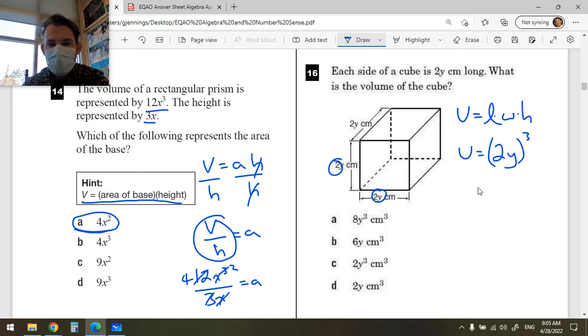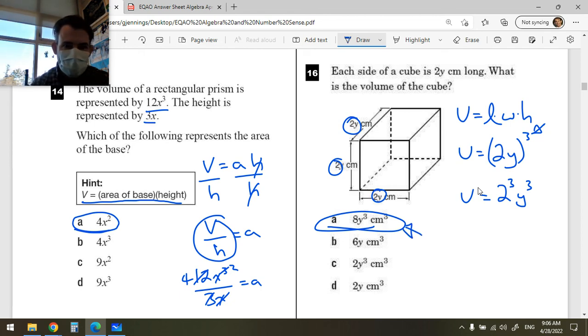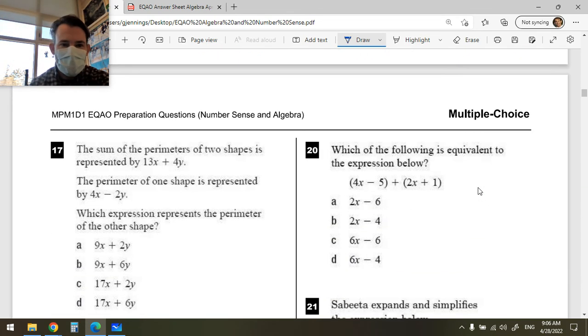Once, twice, 3 times. So that's why I said exponent 3. When I do that, it's 2 times 2 times 2, so that's 2 cubed multiplied by y cubed. And 2 cubed happens to be 8, so there is our 8y cubed centimeters cubed is our correct answer. That's the volume of this thing.